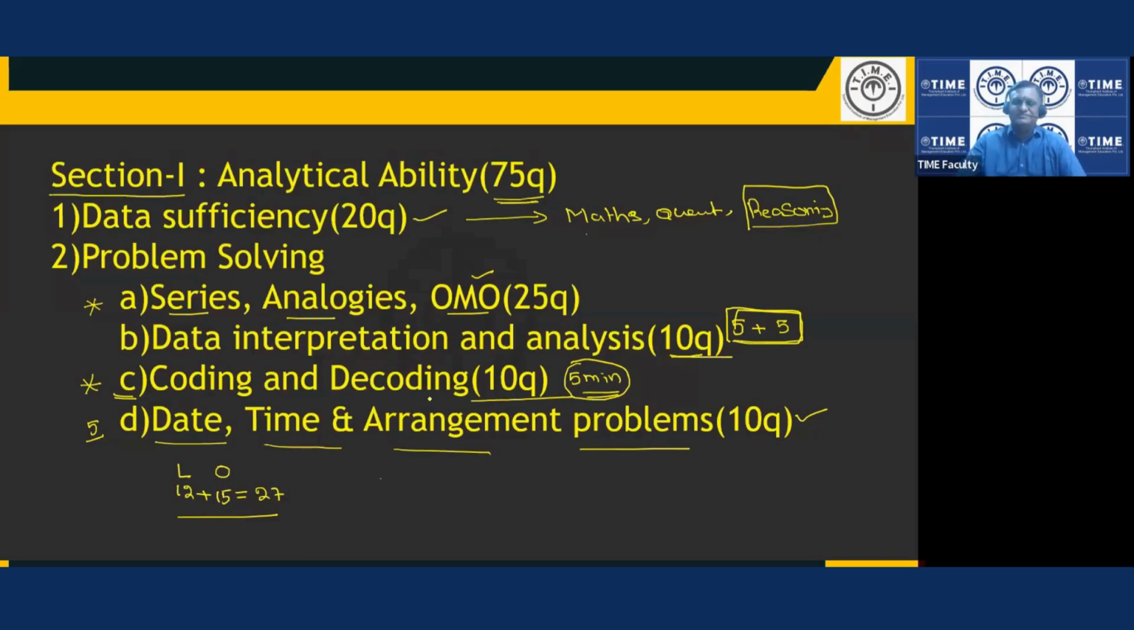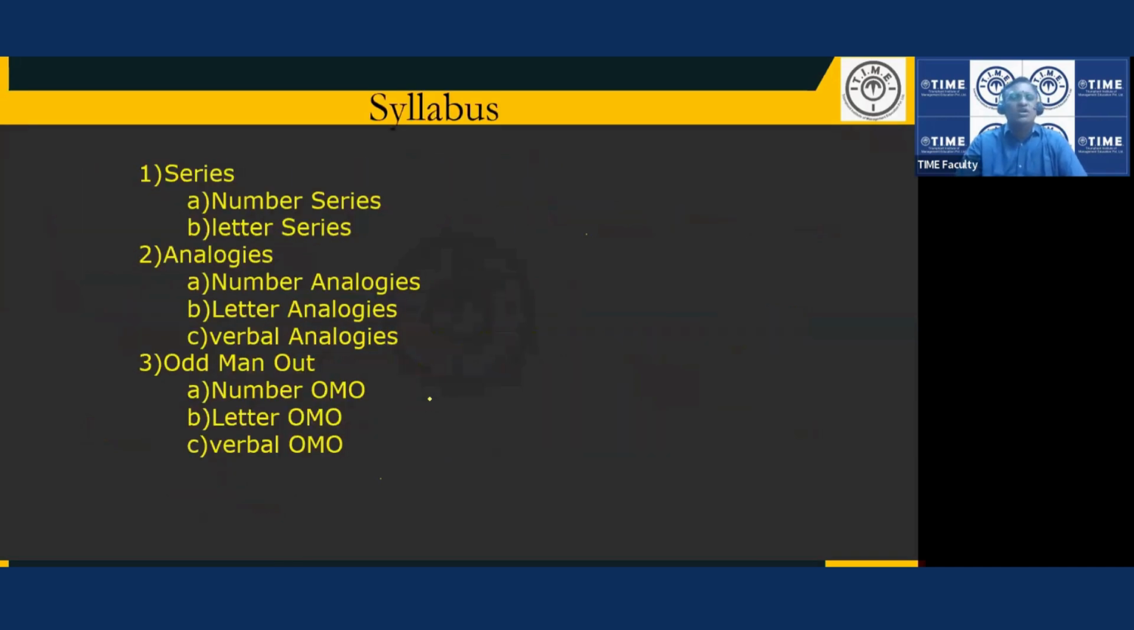Okay? Right. Next. So what are the topics? Series. 3 topics I said. Series, analogies, odd man out. Series is split into number series separately, letter series separately, sometimes number and letter combination also, but it is very rare. Analogy: number analogy, letter analogy, verbal analogy, that is related to words. Odd man out: number odd man out, letter odd man out, and verbal odd man out also. See, these 3 topics are major important for ICET.